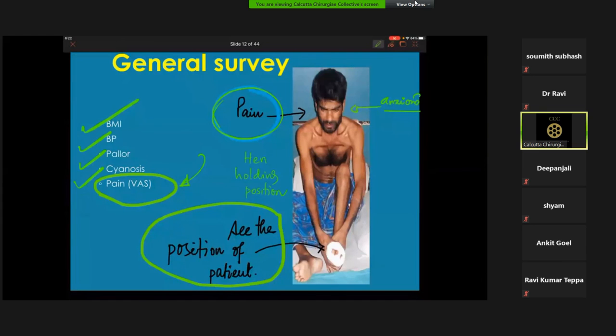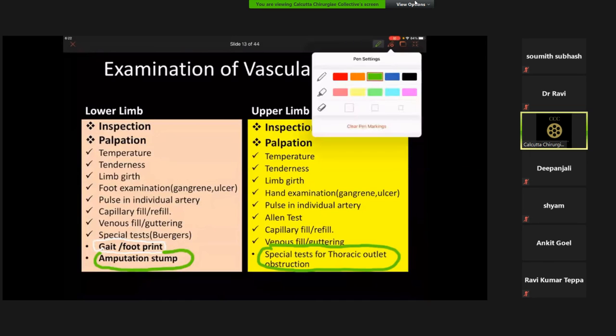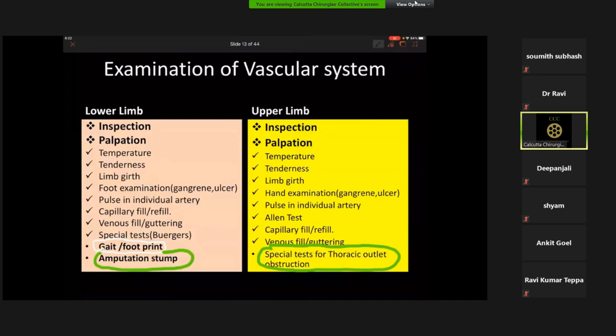Now, examination of the vascular system. You can go with this flow, or you can reorganize your thoughts. But what I felt was that whenever we go this way, you will have an inspection, a palpation, you don't just do percussion, you can do an auscultation. What I find is: temperature, tenderness, limb girth, foot, gangrene, capillary refill, special test, foot pulses, and an amputation stump. In the upper limb, you also have special tests like Allen's test, capillary refill, and venous filling.